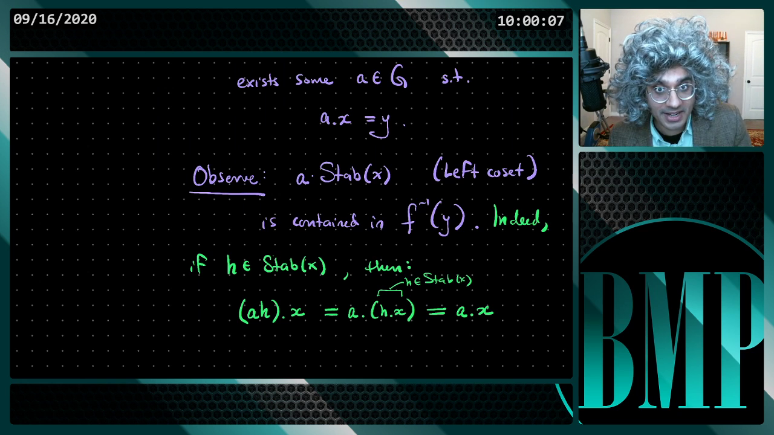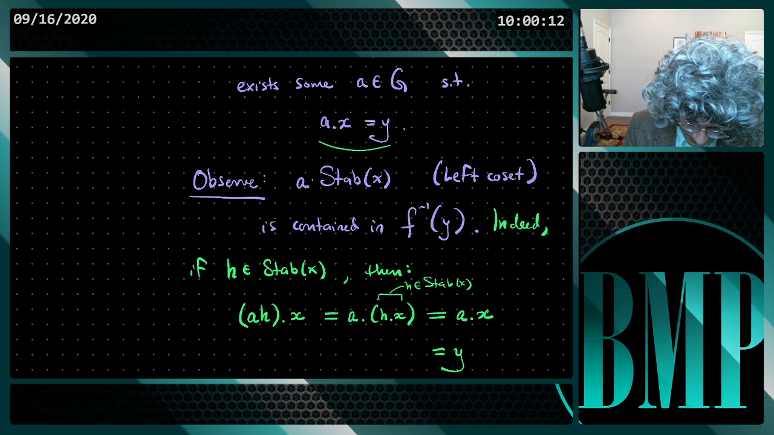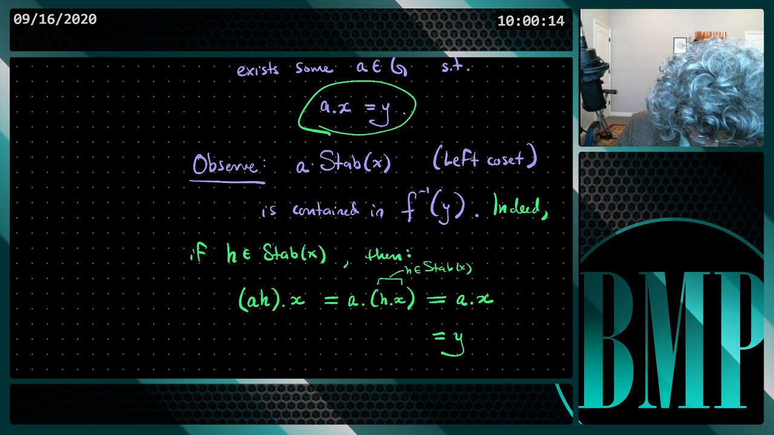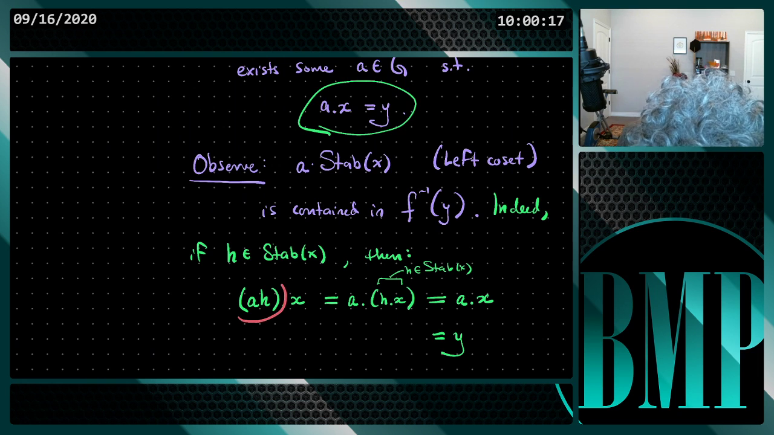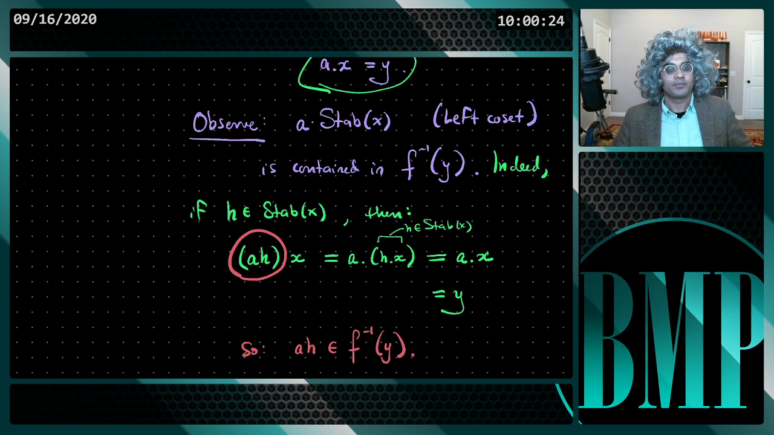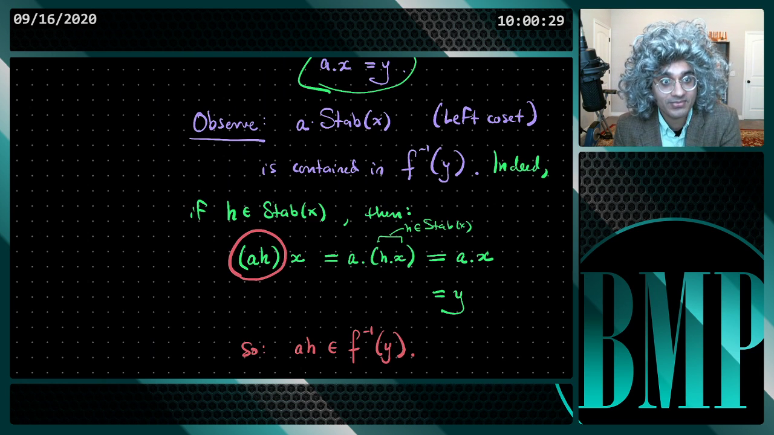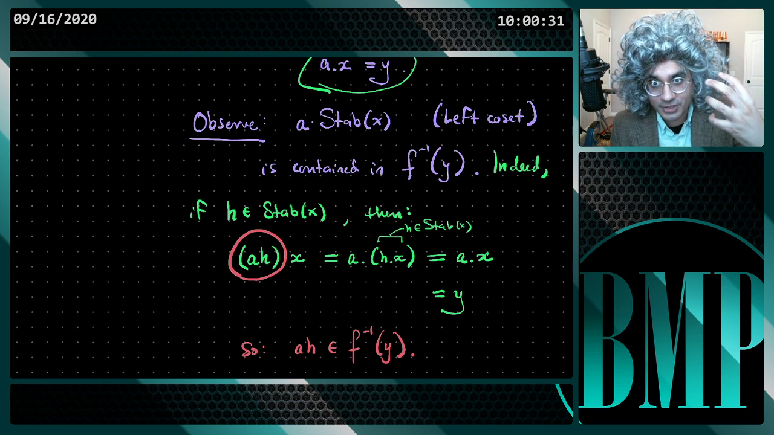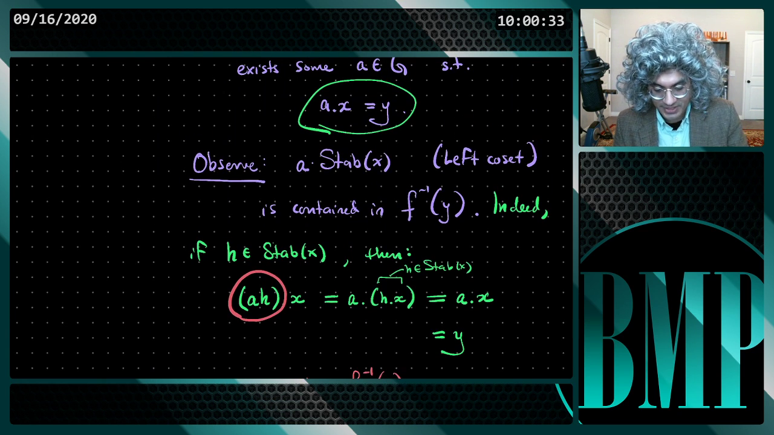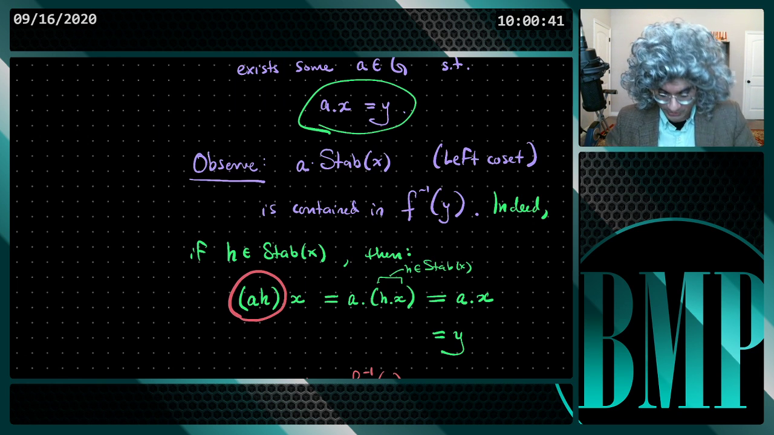So A·(h·x) is A·x, which is y by hypothesis. And so A times h is in this pre-image over the point y. All right? So the whole left coset of this one element A is contained inside this fiber.